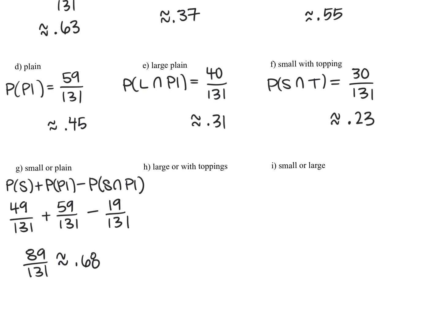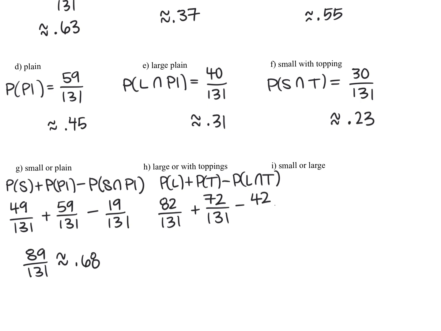And our next one, we want large or with toppings. So I have to do the probability of large plus the probability of toppings minus the probability you get a large and it has toppings. So large we know is 82 over 131 plus my toppings, 72 over 131, minus my larges that have toppings, 42 over 131.